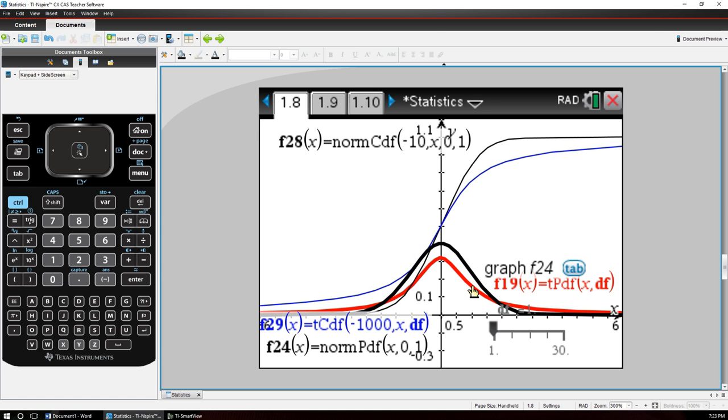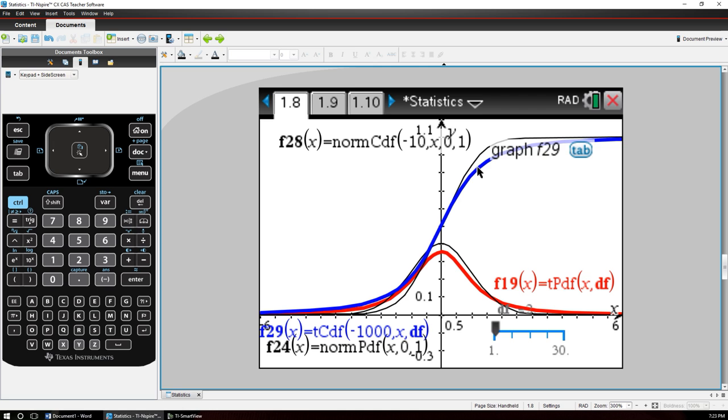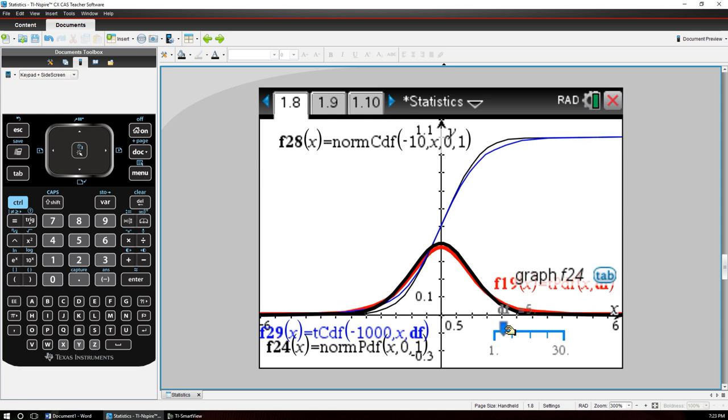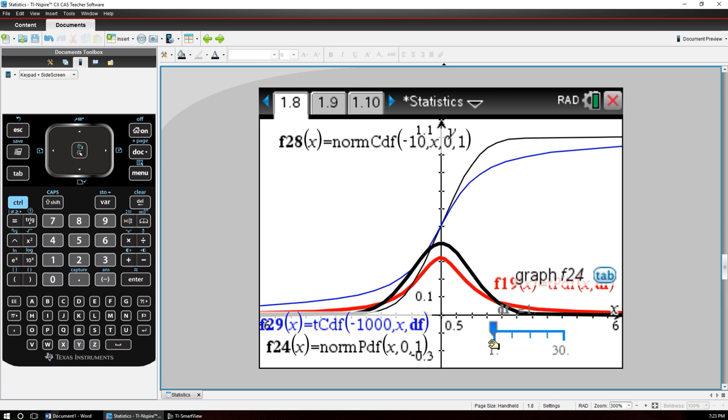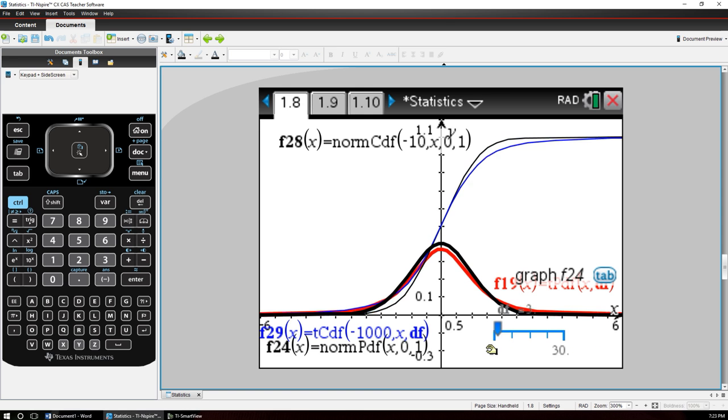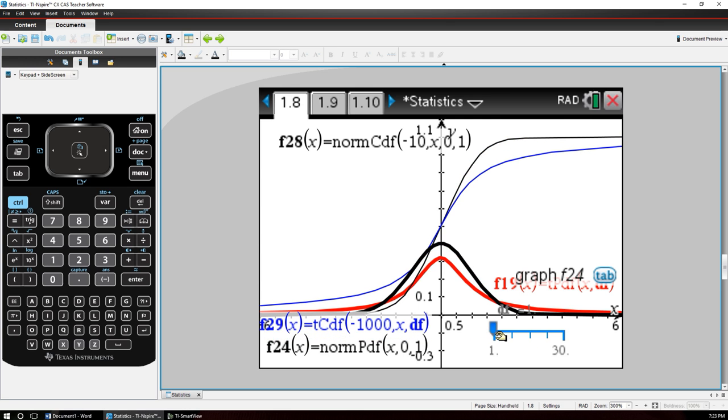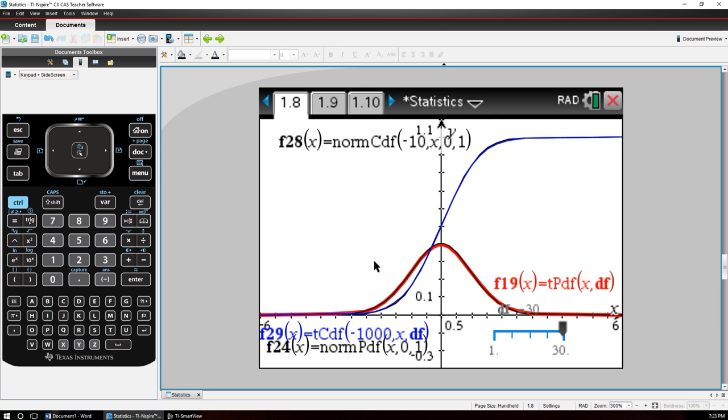Now look what happens to both the curves here. As I increase the degrees of freedom, let's just scoot over just a little bit. So there's 2. Notice that the graphs in both cases are getting closer to their corresponding black graphs, which are the normal PDF and CDF respectively. So as I slide this across, you can see that in both the PDF and CDF case, as that degrees of freedom gets bigger and bigger, the graphs of the T's are getting closer and closer to the standard normal.